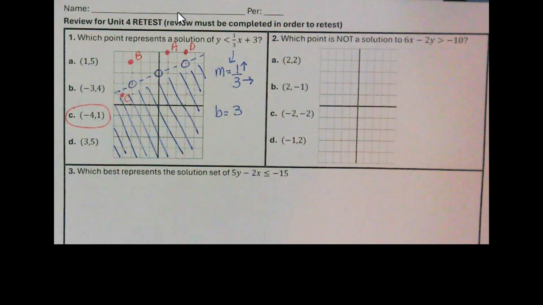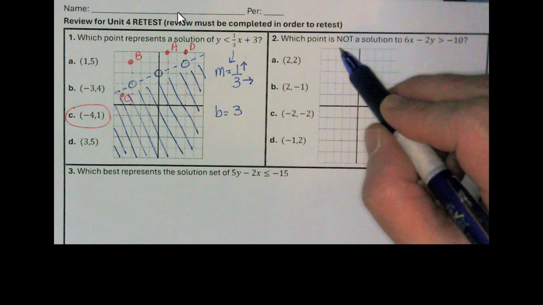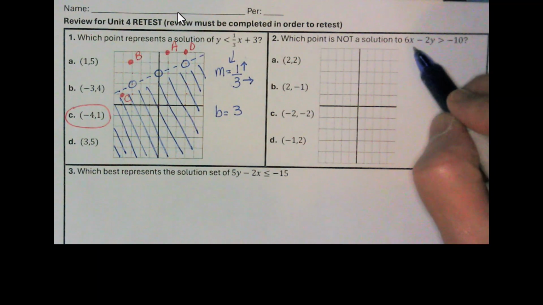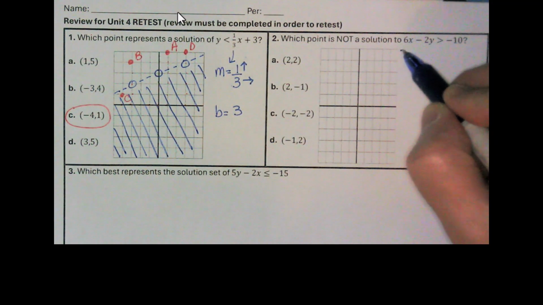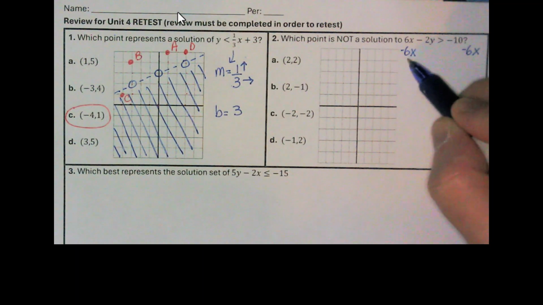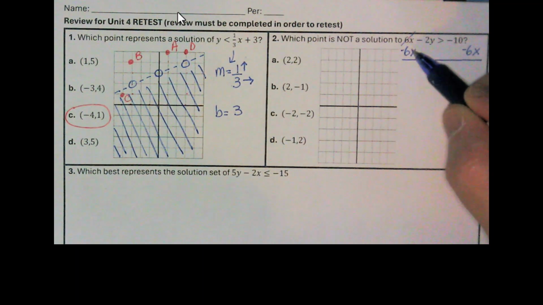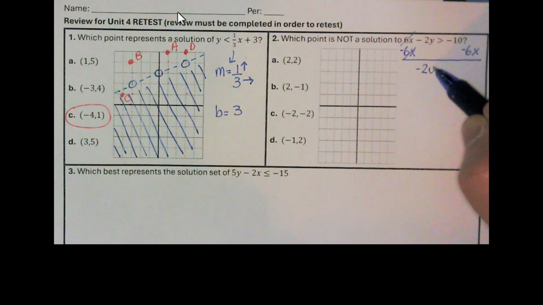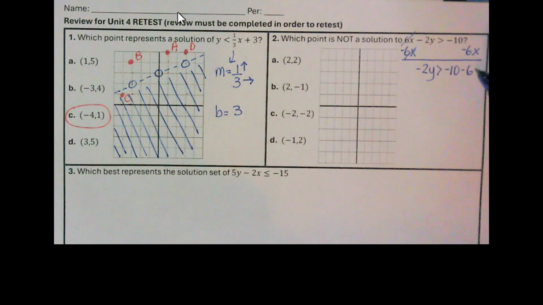All right, let's go on to the next problem. The next problem says which point is not a solution of this inequality. Now this inequality requires a little bit more work because the y is not by itself. So we're going to cancel the 6x in order to get that y by itself. By subtracting 6x, 6x goes away. I'm left with 2y greater than negative 10 minus 6x.